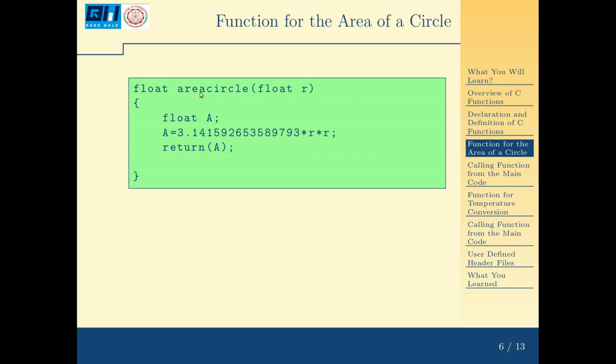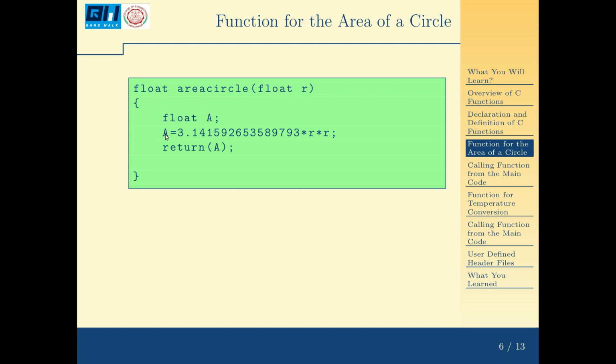And what should this area circle return? Because it is computing pi r square, and I am giving in the r as a floating value, what it has to return is a float value. So this is the return value, whatever is returned by the function, that is a float. Area circle is the name of the function. Then in this bracket you have your argument, that is a float type argument.